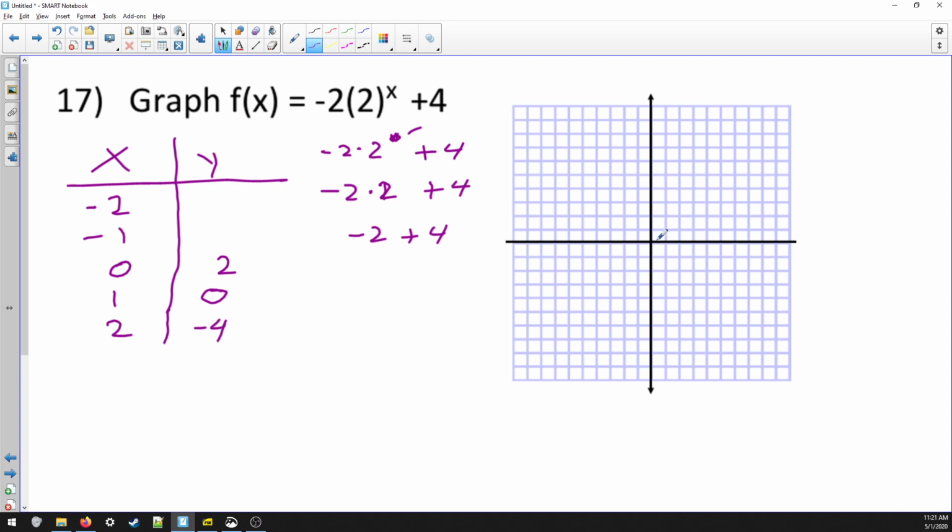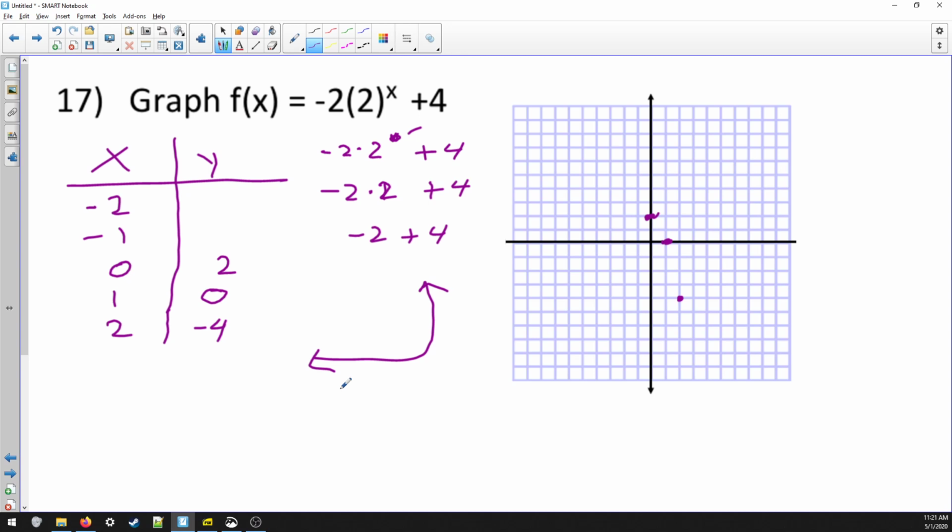Let's get these on the graph, okay? And then we're going to think about some things before we continue. So 0 goes up to 2. That's right here. 1, 0, which is right here. And 2, down to -4, which is right here, okay? So you might have graphed some of these and said, hold on a second, that does not look like this thing, right? So here's what we have to think about.